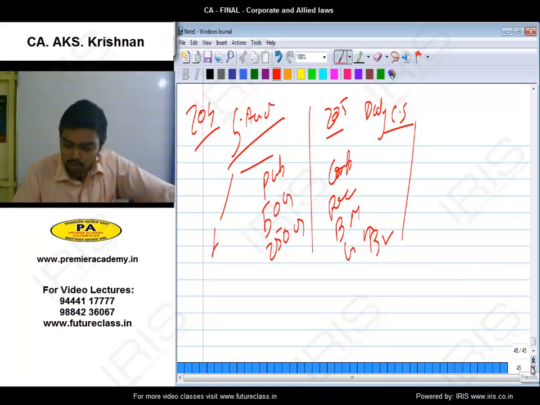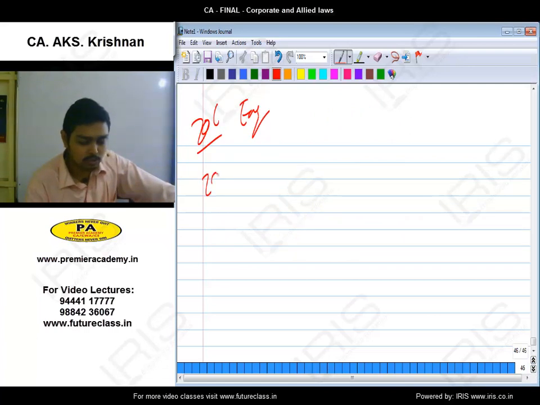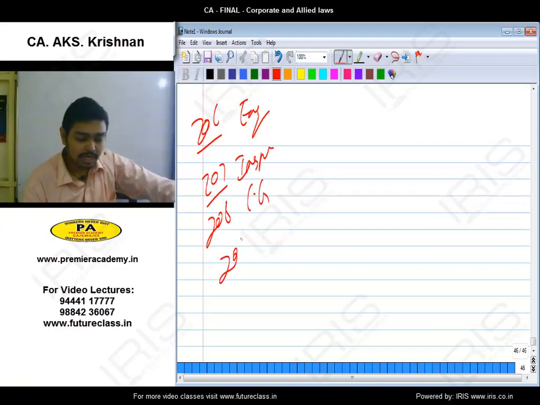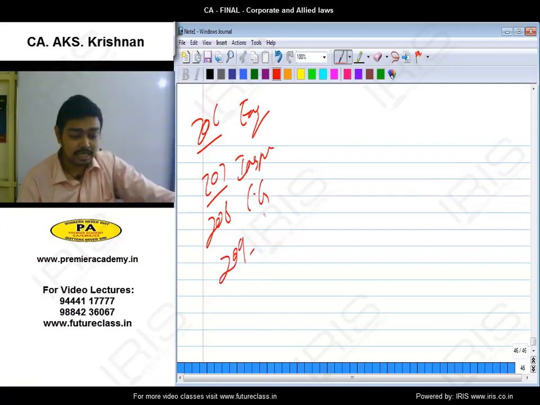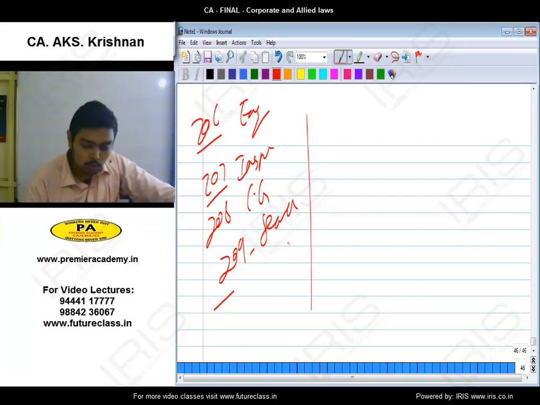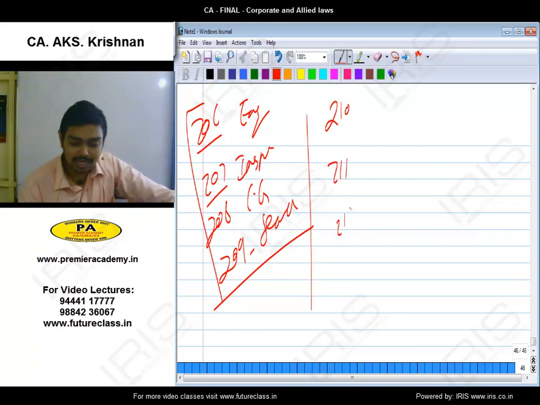Then we have section 206. 206 is what? Inquiry by the ROC. Then 207, inspection. Then 208 is reporting to the central government. 209, they will search and seize. So up to 209, that is 206 to 209, it is one set. Then 210 is another set. 210, 211, 212 is another set.